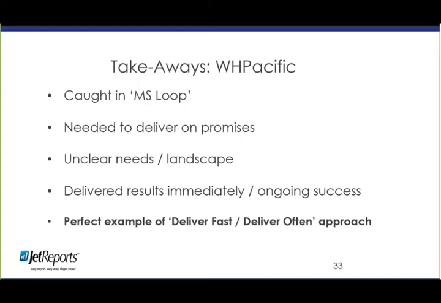The business team needed to deliver on promises. I mentioned they had some unclear needs, and the landscape was shifting, pun intended. What we were able to do was deliver those results immediately with ongoing success. This is a great example of the deliver fast, deliver often approach. I picked this one because it was different from the manufacturing company, not in terms of its success, but in the way that we achieved it, right?